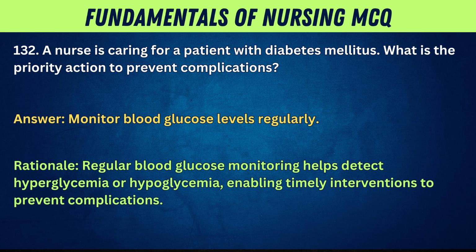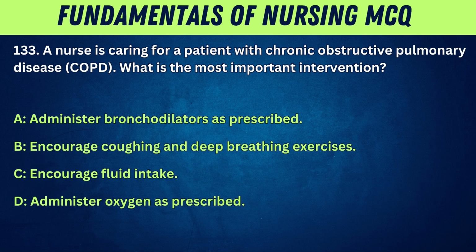Answer: Monitor blood glucose levels regularly. Rationale: Regular blood glucose monitoring helps detect hyperglycemia or hypoglycemia, enabling timely interventions to prevent complications. 133. A nurse is caring for a patient with chronic obstructive pulmonary disease, COPD. What is the most important intervention?